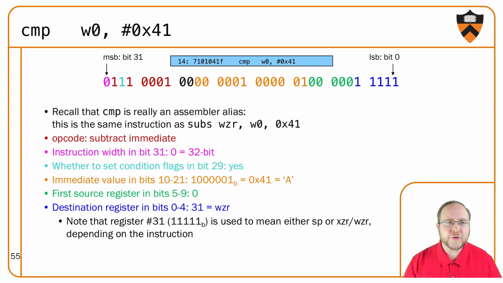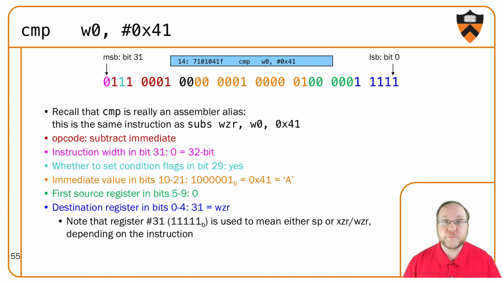Perhaps you recall from a few lectures ago that CMP is really just a convenient, semantically meaningful alias for subtraction that sets the condition flags and throws away the results. So when we look at CMP, the opcode is actually that for SUBS, subtract with setting the flags. In this case, it's subtracting an immediate. It's a W register, so the width is 0 because it's 32 bits. The cyan bit 29 is a 1 for yes.